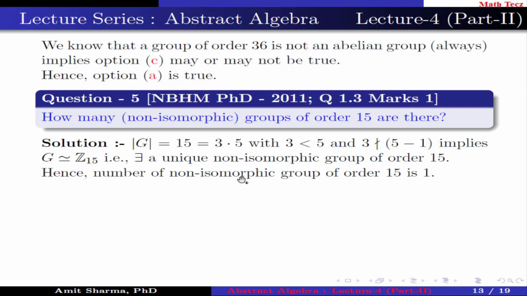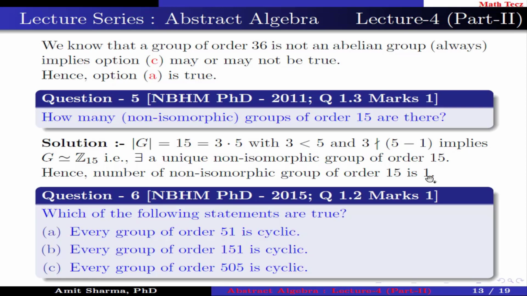Hence, the number of non-isomorphic groups of order 15 is 1. Question number 6. This question was asked in the NBHM PhD exam in 2015. Which of the following statements are true? Option A, every group of order 51 is cyclic. Option B, every group of order 151 is cyclic. Option C, every group of order 505 is cyclic.